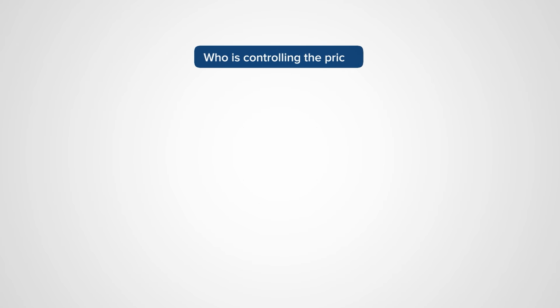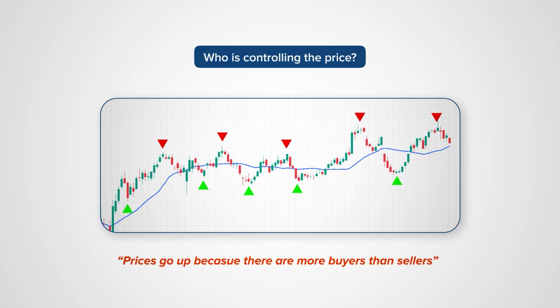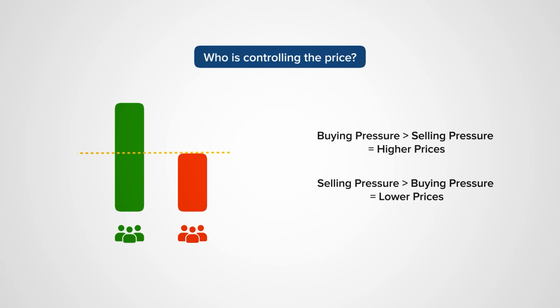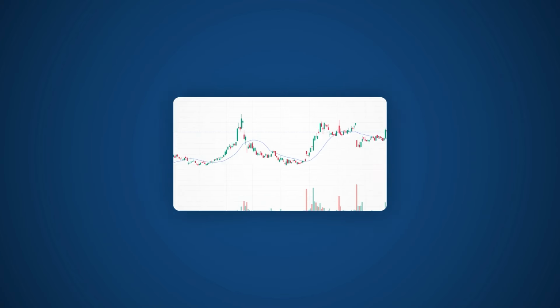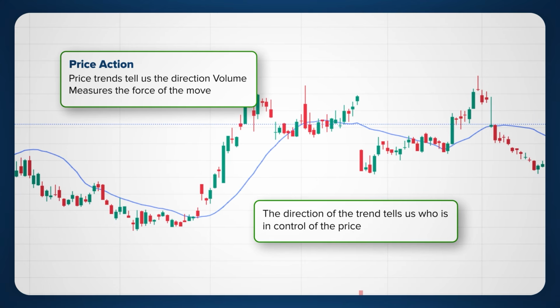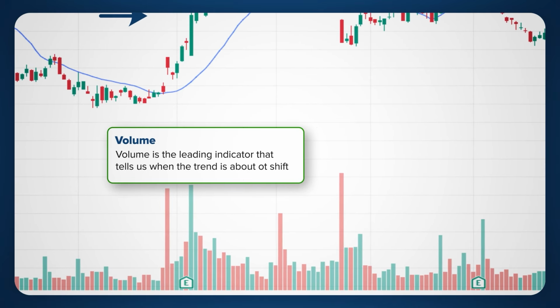Now let's talk about the forces that drive prices up and down. There is a misconception out there where many people believe that prices go up because there's more buyers than sellers. But the fact is, prices go up when the buying pressure exceeds the selling pressure, and that's what leads us to higher prices. And on the opposite side of the coin, when the selling pressure is greater than the buying pressure, prices go lower. And so when you're looking at a chart, you have to first understand that the price action is giving us the direction, but it's the volume that measures the force of the move.